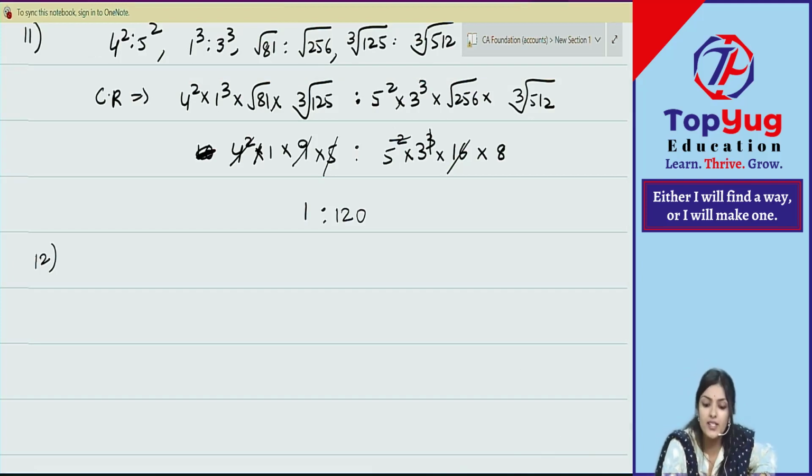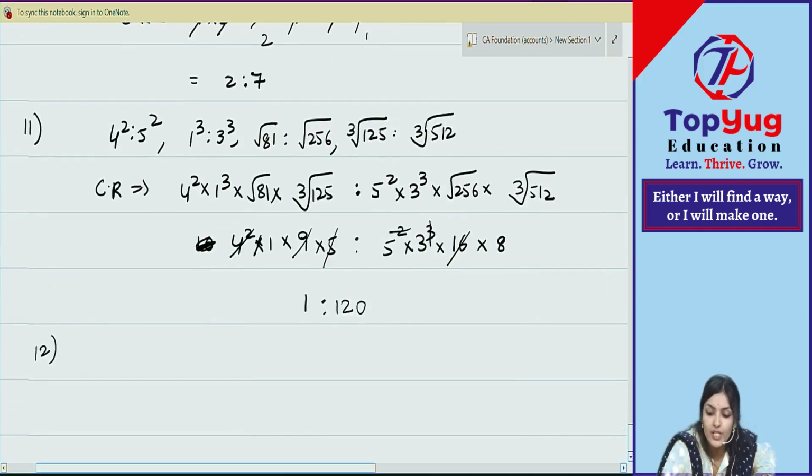Boys, did you all get this? The 11th one? Did not get it? What we are doing is, 4 ratios are given. So the product of the first terms is to the product of the second terms. Did you do it till there?